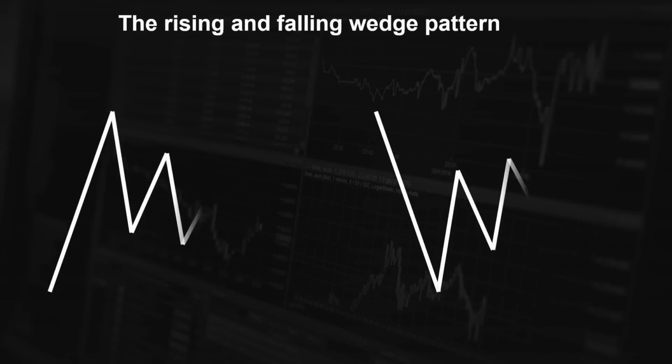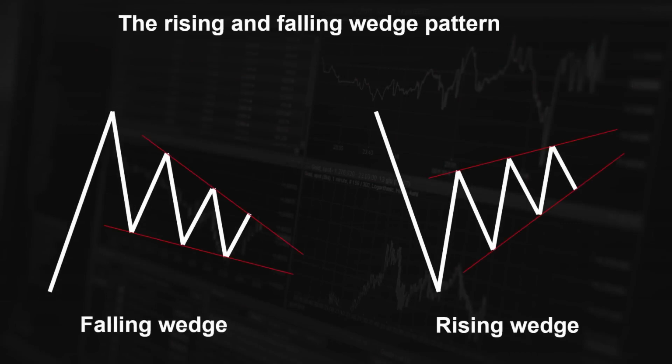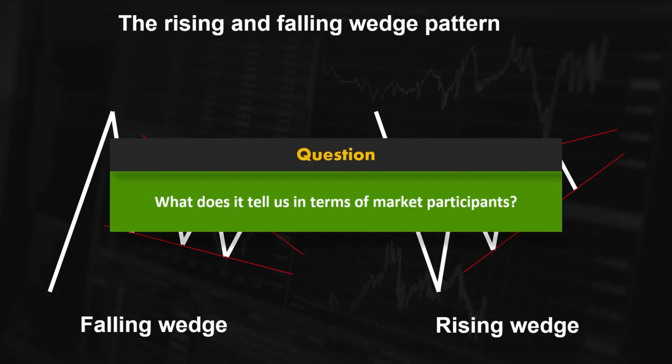The first one, the rising and falling wedge pattern. A wedge pattern is a period of consolidation where the price forms a condensing structure that feels trapped inside two trend lines. Now, what does it tell us in terms of market participants?